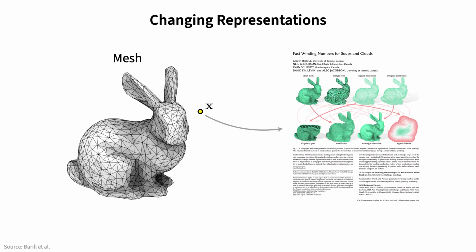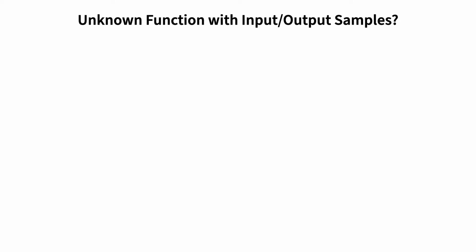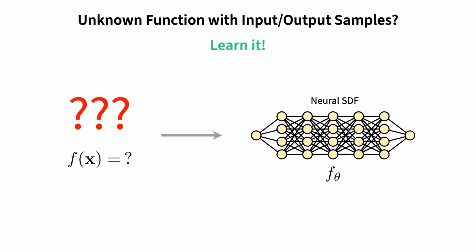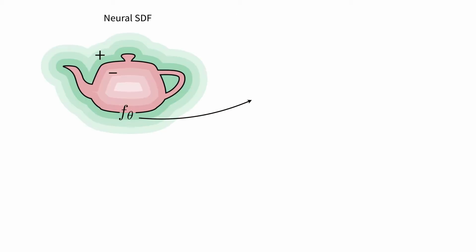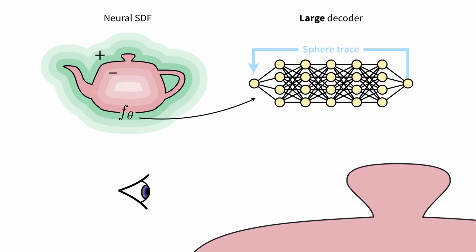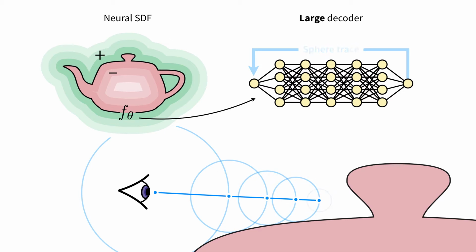Fortunately, with enough computation, you can sample the signed distance function for a mesh at various points in the volume with cool algorithms. If you have an unknown function but samples of the input and output, the modern trend today is to use machine learning to approximate the function. This has given rise to a large body of works on so-called neural SDFs, where a neural network is used to learn these implicit shapes. However, these networks are often very large in practice, which becomes prohibitively expensive at render time due to the iterative nature of sphere tracing.